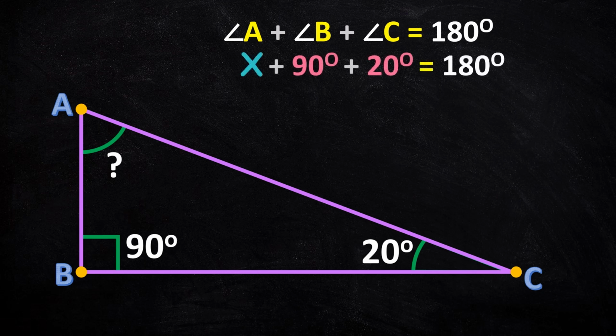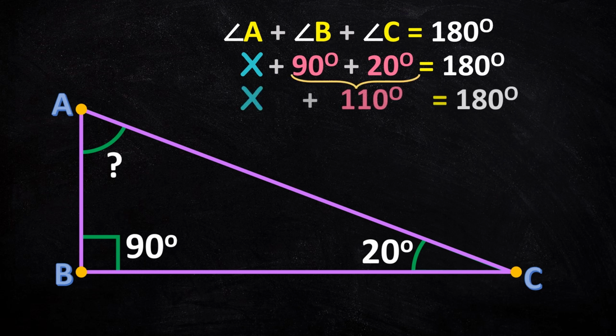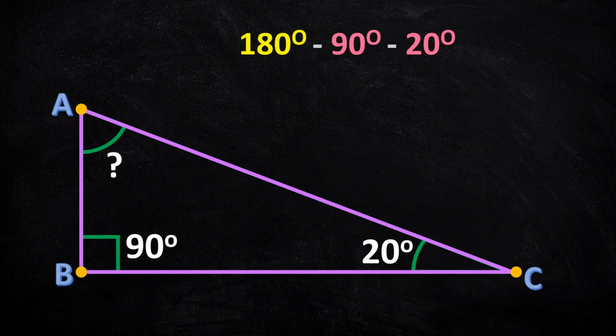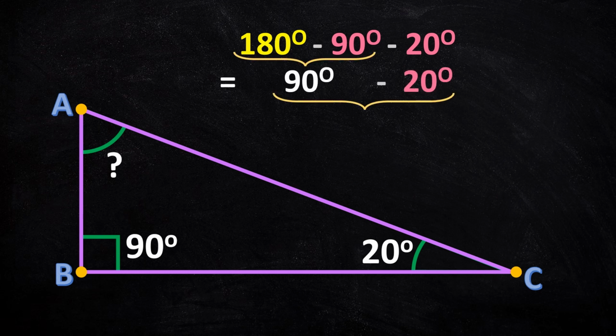It's x plus 90 plus 20 equals 180. 90 plus 20 is 110. Let's subtract 110 from both sides of the equation, and what we get is x equals 70. Alternately, we can do it like this. 180 minus 90 is 90, and 90 minus 20 is 70. Good job! We have just learned how to find the missing angle of a right triangle.